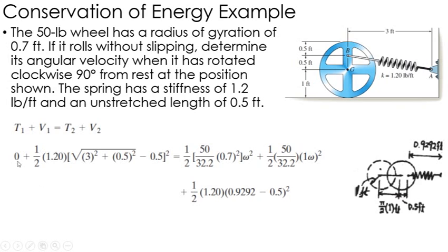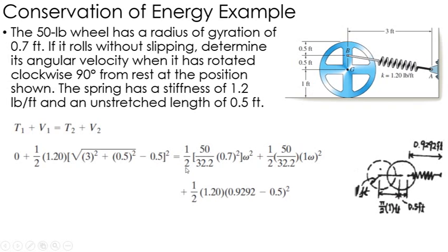It starts from rest, so that's where this 0 comes from. And this is 1/2 K S squared, where S is the stretch in the spring. This first is the actual length of the spring minus the unstretched length of the spring, right? This is that triangle, 1/2 and 3 feet, using the Pythagorean theorem to find the length of the spring minus the unstretched length. So that's the initial potential energy.